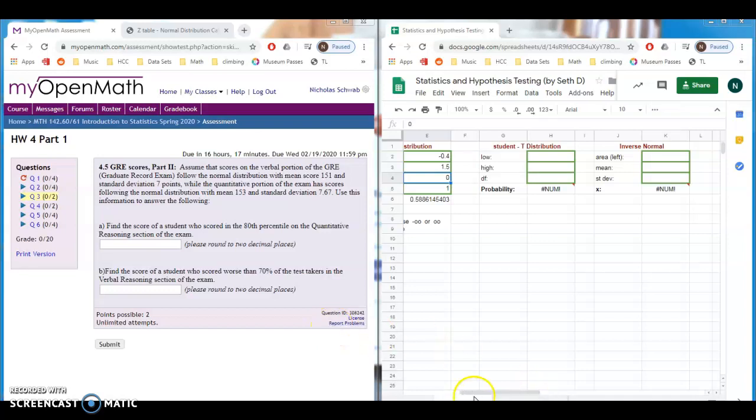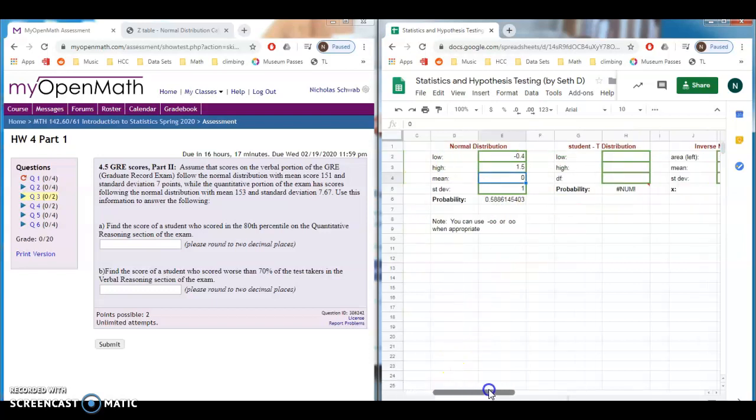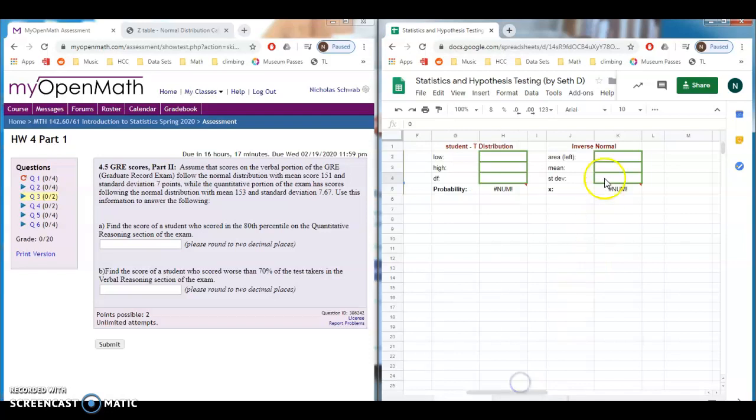I just want to make one more video showing how to use this inverse normal. I'm still in the probability part, right? In fact, this is the problem I just did. If I scoot this over to the right, I see this thing called inverse normal. So let's go ahead and look at that for this problem.